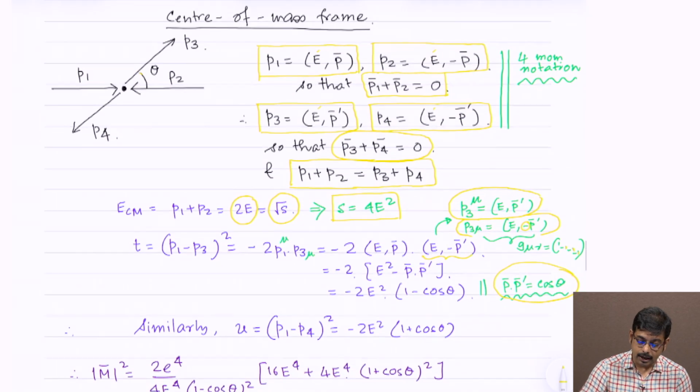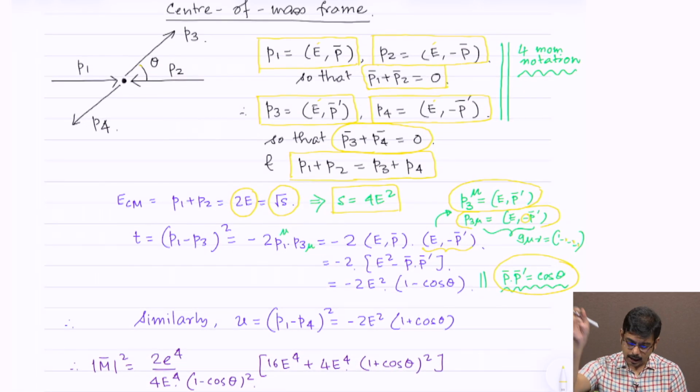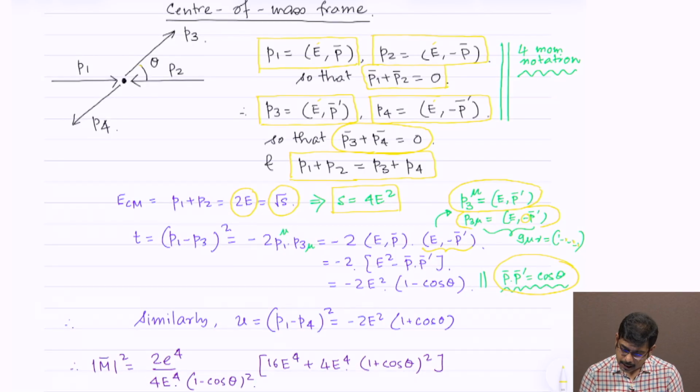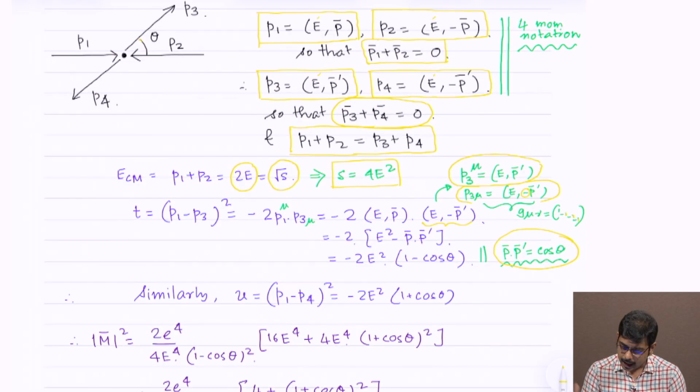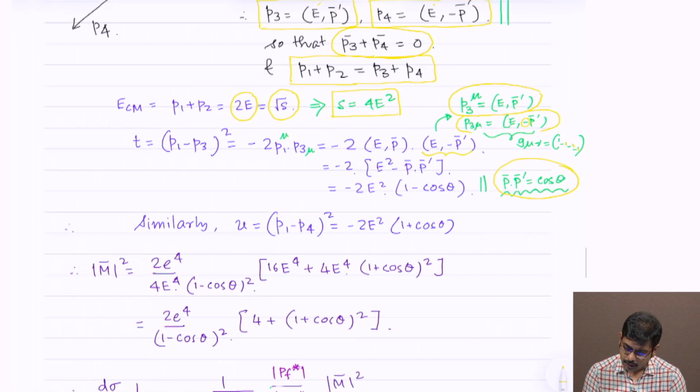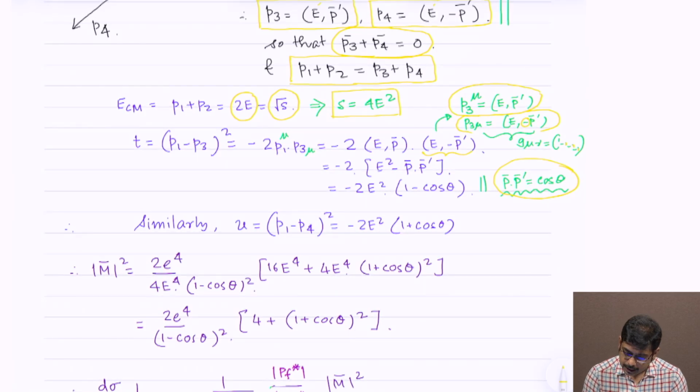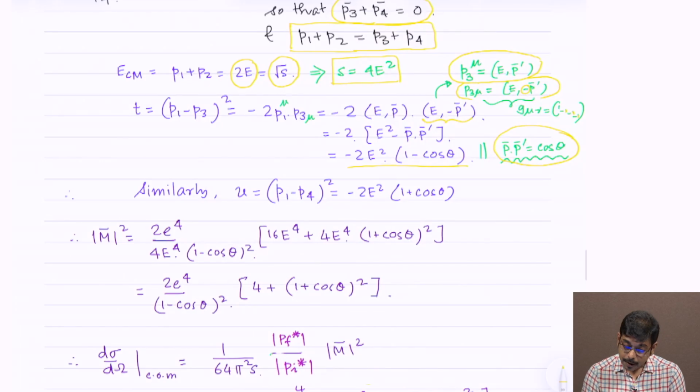So P is along this direction and P3 is actually the angle with which this particle is being produced. So this is the beam axis, sometimes people say, and the angle which the produced particle subtends with that is the theta angle, which you are saying that this is cos of theta. So therefore the T is simply minus 2 E square into 1 minus cos theta.